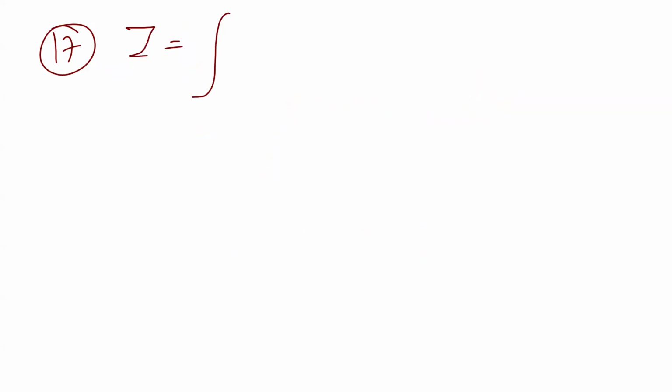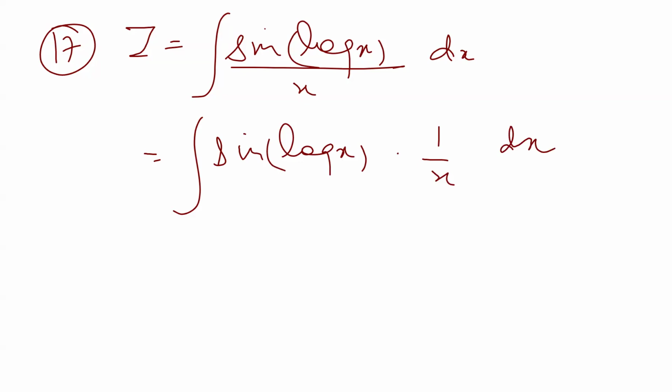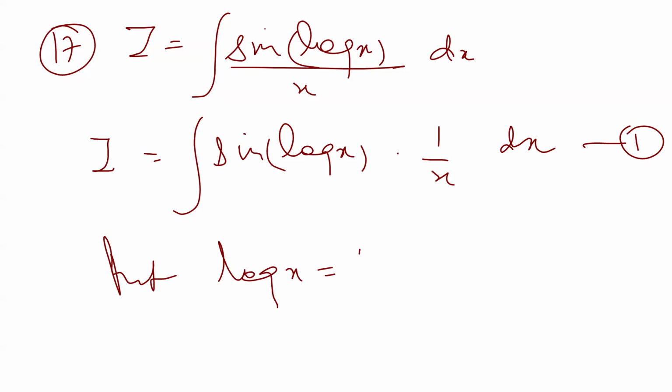Question number 17. Integration of sin log x upon x dx. Integration of sin log x into 1 upon x dx. Okay, equation number 1. Put log x is equal to t. I've given you the hint. You can please solve this further, because it's very simple. If you are getting stuck anywhere, you can ask me later on. Right? So let's go to question number 18.